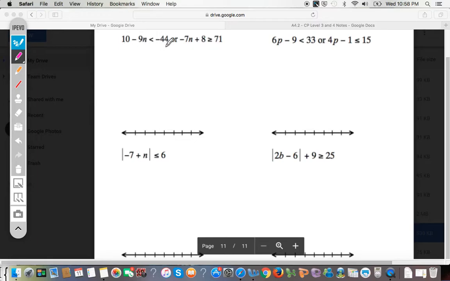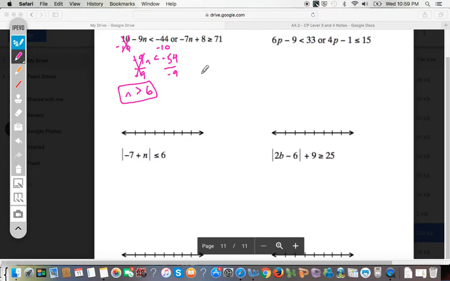Okay, so I'll solve this part. I have an OR statement, so I have 10 minus 9n is less than negative 44. So I'll subtract 10. These cancel right here, so I have negative 9n is less than negative 54. So I'll divide by negative 9 on both sides. Negative 9's cancel. So I have n. Again, I divided by a negative 9, so I need to flip my sign. So it was less than, now it's greater than. Negative 54 divided by negative 9, which is positive 6.